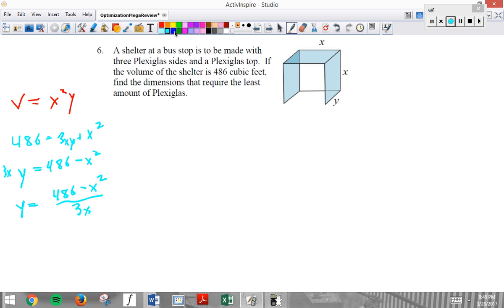It's gonna be great. So, the volume equation that we're really interested in: x squared times 486 minus x squared over 3x. Complicated little shape here.